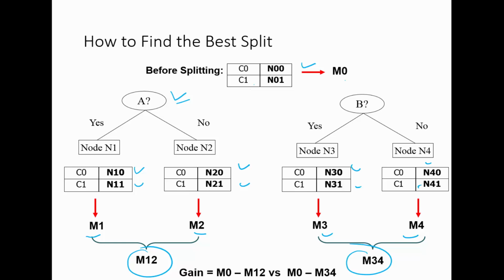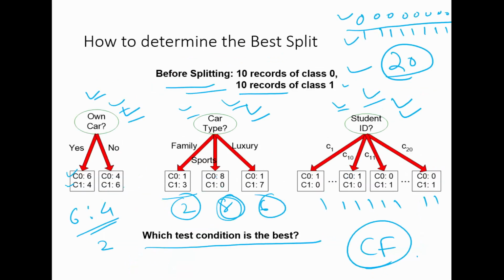The idea, or the gain you get, is the difference between M0 minus M12 and M0 minus M34. If you take the example from a few slides before, it's very evident. Well, what is your M0? 10 records and 10 records. That means your M0 is just 1, right? Because they're the same numbers. Here if you calculate that, the difference is very simple, right? It is 2. Here is also 2, right?